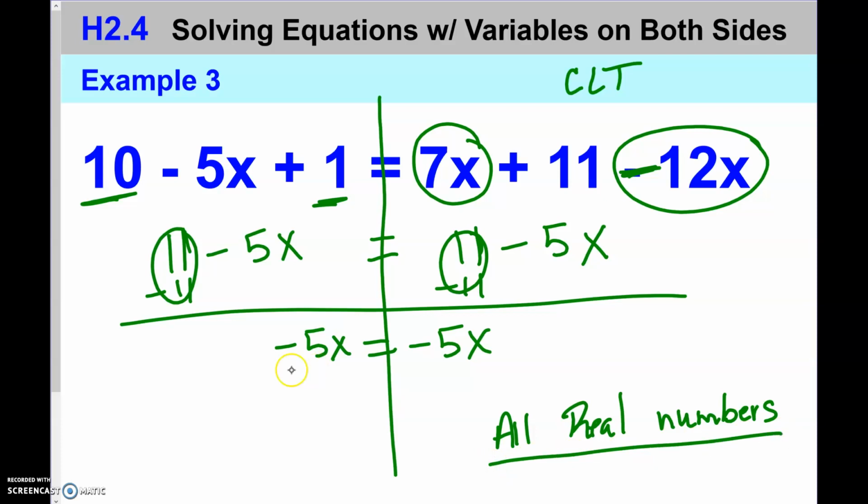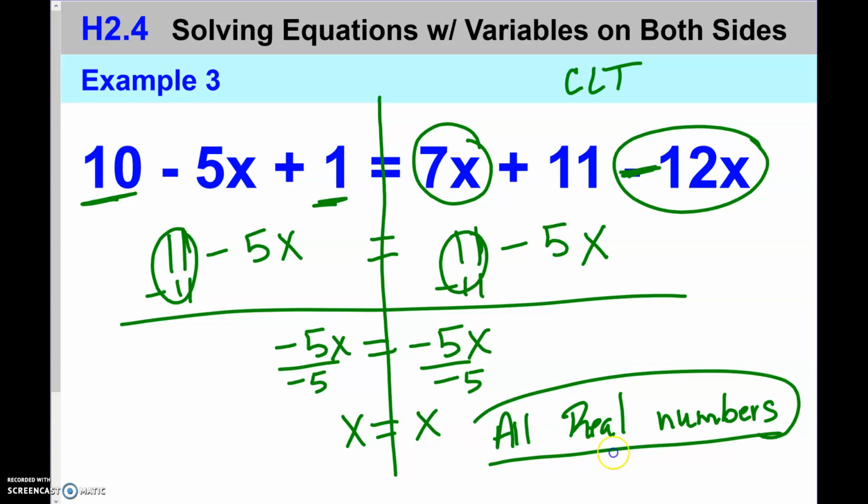Now, some kids might even go further and divide by a negative 5. And they end up with x equals x. We still have the exact same thing on both sides, and so the answer is still all real numbers. What that means is you can pick any number you want and put it in and it's going to work.